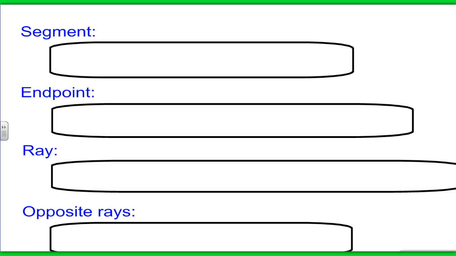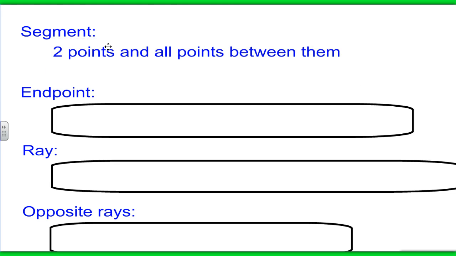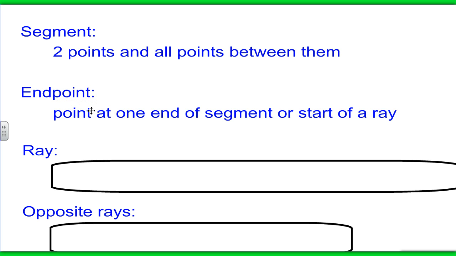Take a moment to think about these terms and jot a little note down. What would your definition be? Come back and check it out. So a segment is 2 points and all the points between them. An endpoint is the point at the end of a segment, or it could be the start of a ray.